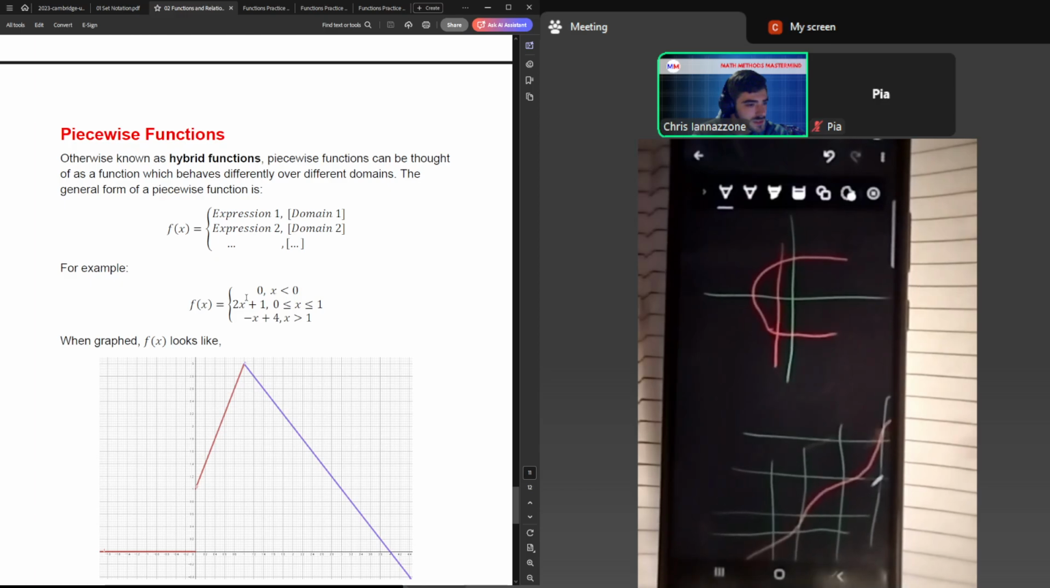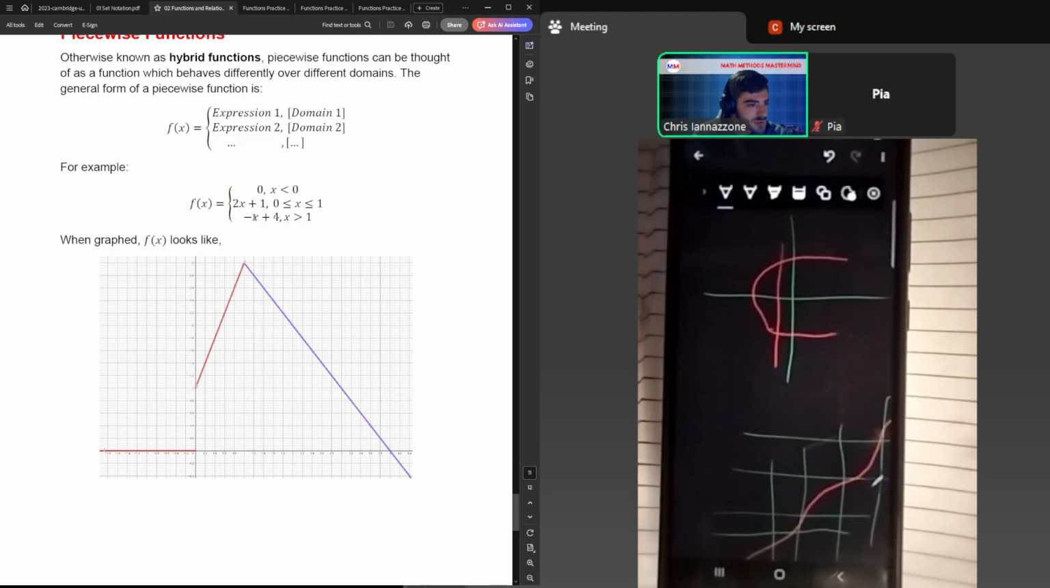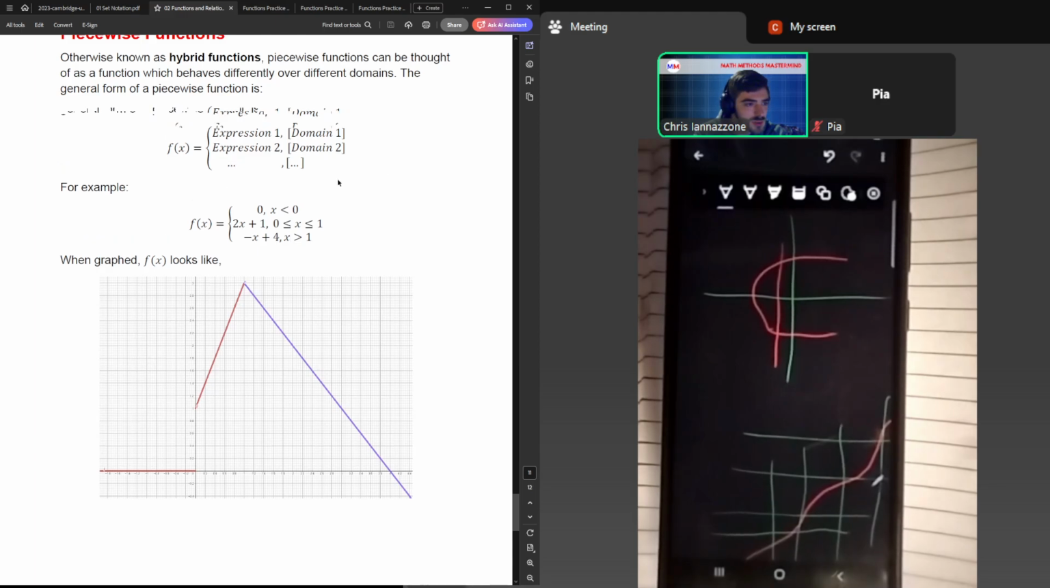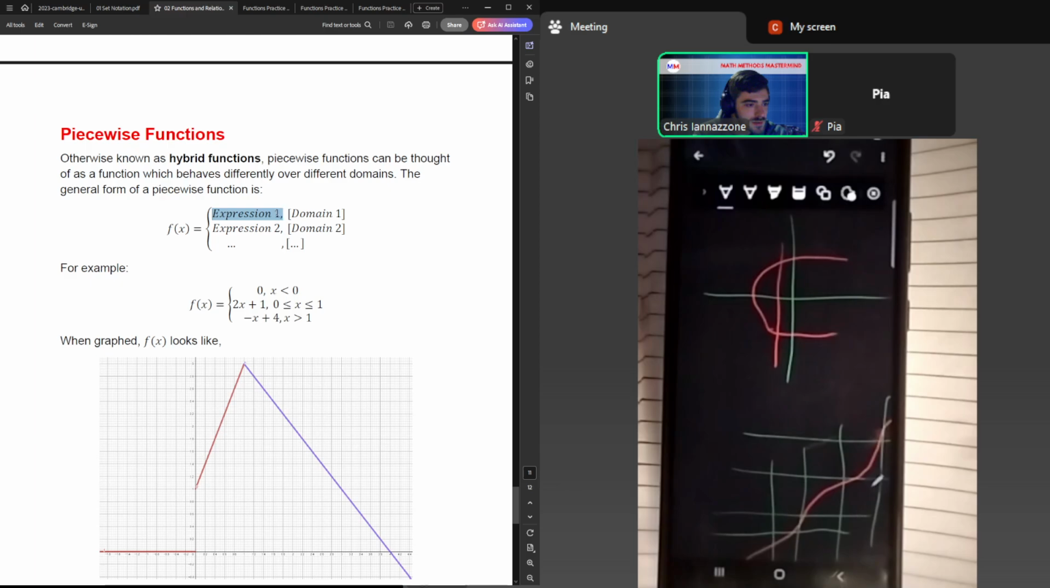And I believe last in this document is on piecewise functions. So piecewise simply just means, hey, here's a set of graphs, put them all on the same axes. That's really all it boils down to. The notation is basically just rule 1 and domain for that rule. Rule 2, domain for that rule.